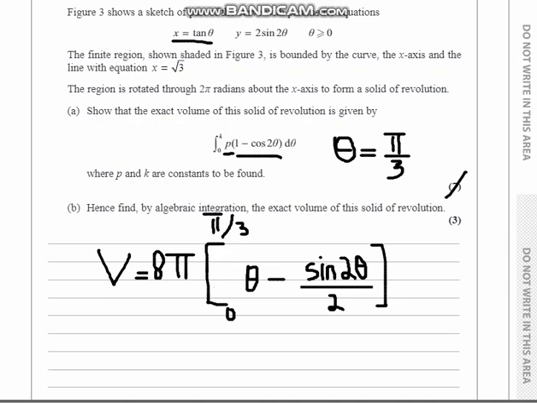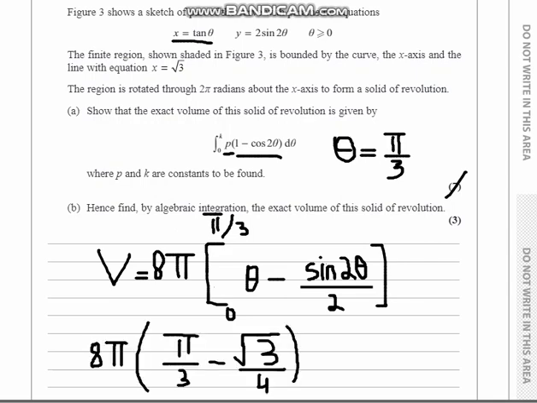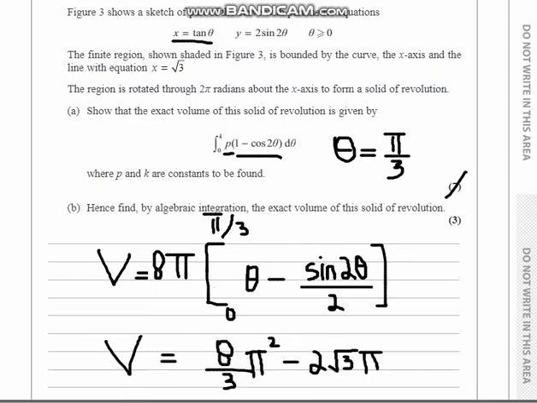Now I'll plug in the limits, pi upon 3 and 0. When I plug in the values, I find that V equal to 8 pi, that's outside, times pi upon 3 minus root 3 upon 4. Now multiplying the bracket out with 8 pi, there you go, that's our final answer, V equal to 8 upon 3 pi square minus 2 root 3 pi. And 3 marks scored. 7 plus 3, 10 marks, easily done.